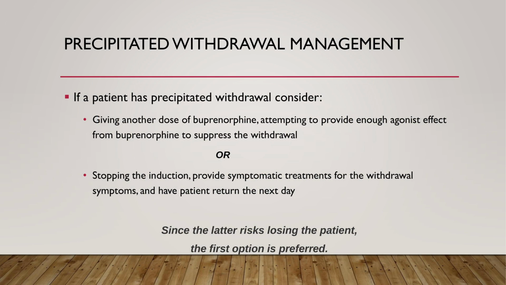So giving the patient proper education on a home induction, when to take the medication, making sure they're in a mild to moderate withdrawal state before starting buprenorphine, that generally would keep them from having precipitated withdrawal. If they do have a precipitated withdrawal, there are really two options. You can have them give themselves another dose of buprenorphine, so in that sense you're trying to provide enough agonist effect from the buprenorphine to suppress the withdrawal, or you can stop the induction entirely and provide symptomatic relief for opiate withdrawal and have the patient return the next time you see them.